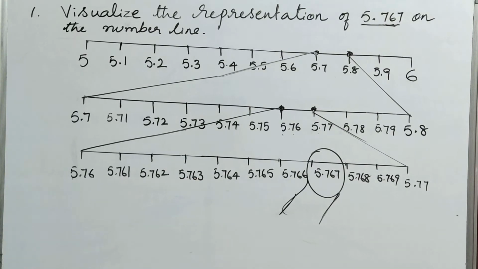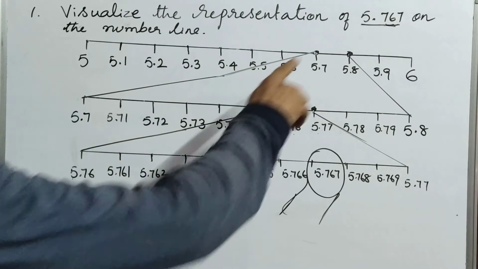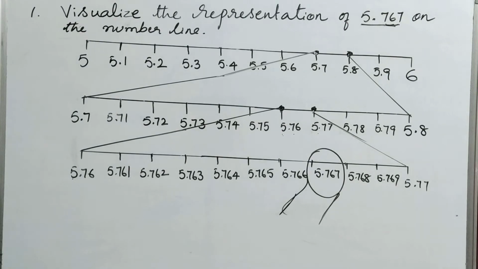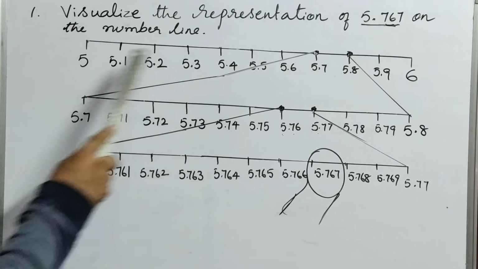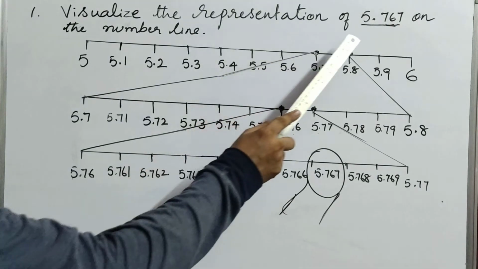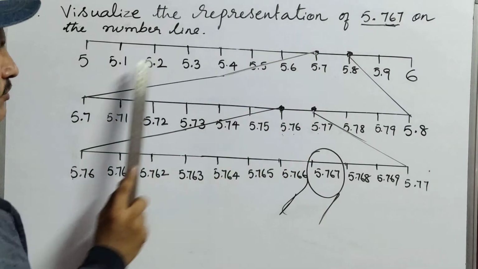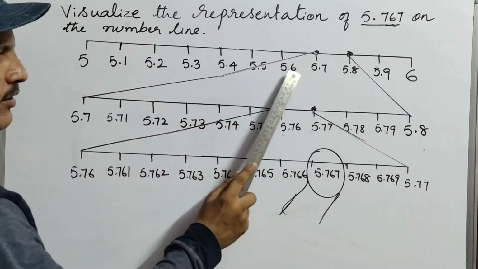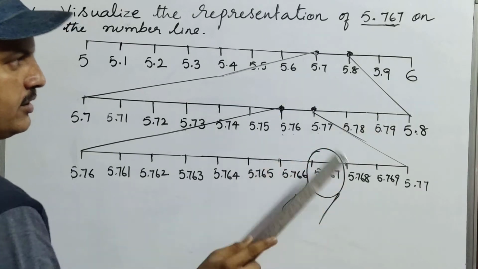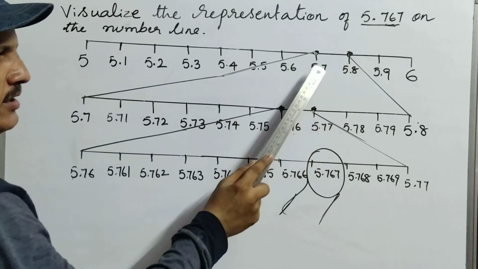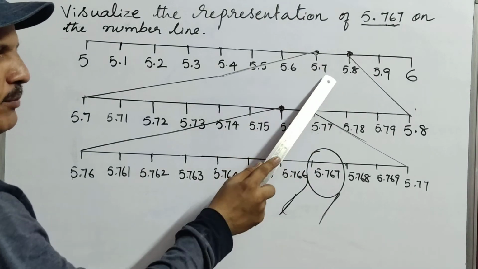Now once again, I am telling you. First of all, you have to see which number it is, 5.767. That means it is more than 5 and less than 6. So that's why right here 5 and right here 6. Now next number 5.7. So first write up to 5.7 means 5.1, 5.2, 5.3, 5.4, 5.5, 5.6, 5.7, 5.8, 5.9. Now where is 5.7 here? Next number is what? 5.76. That means 5.76 will come after 5.7.